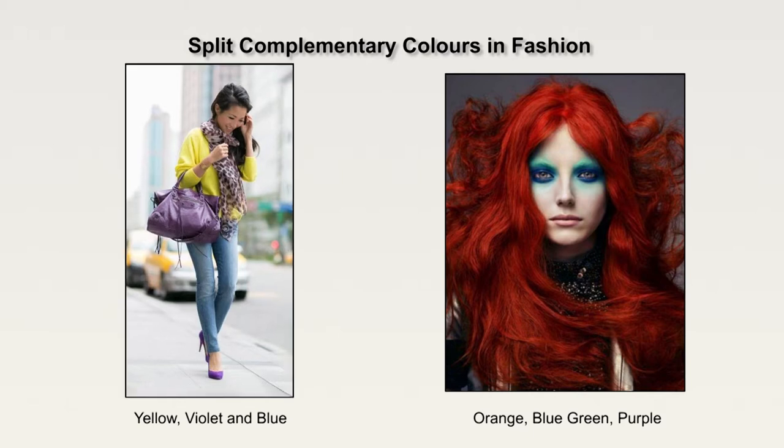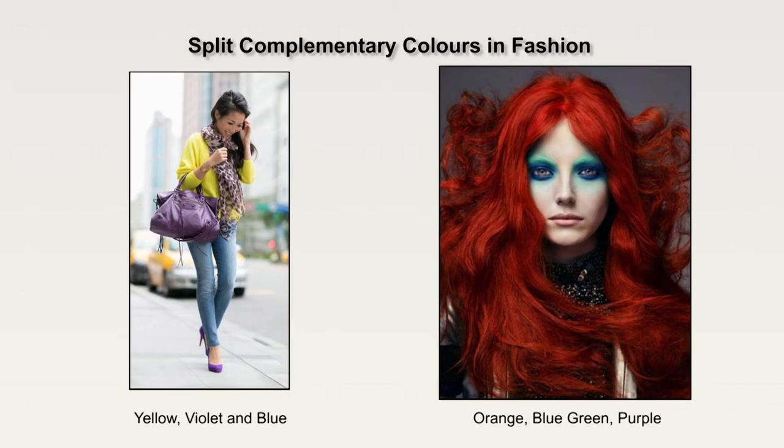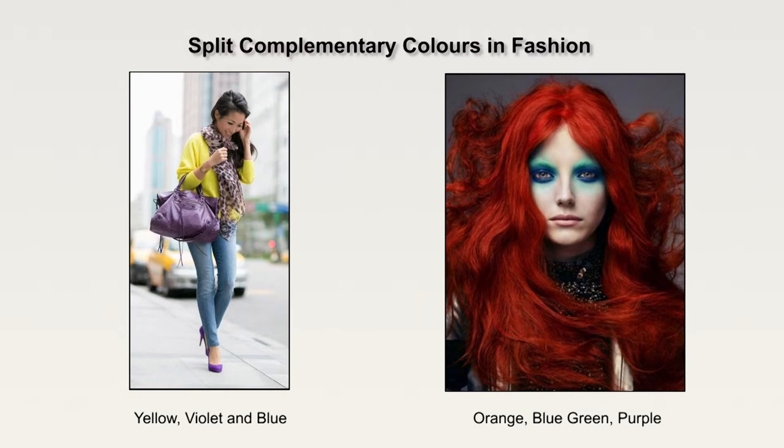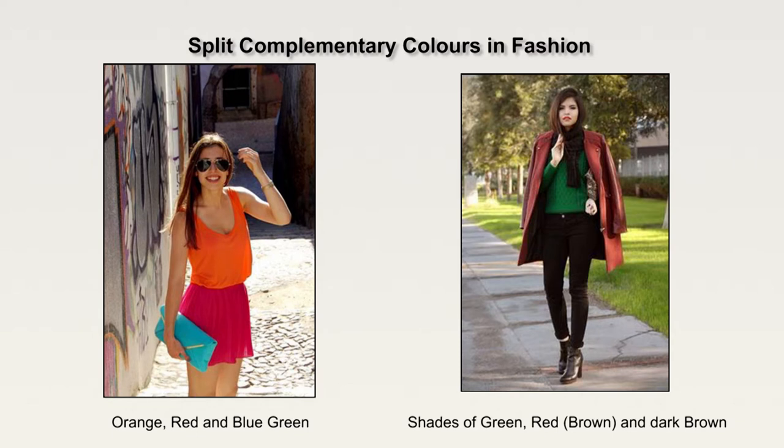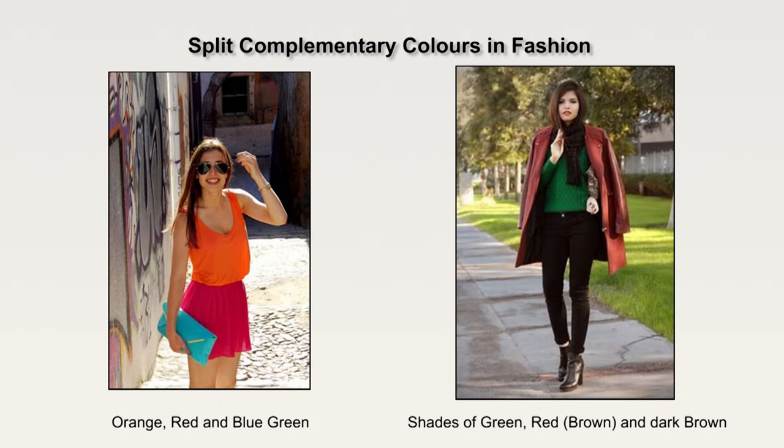Yellow, violet and blue forming a split complementary color scheme. On the right is a split complementary color scheme with makeup and hairstyle. It has orange, blue, green and purple. Orange, red and blue green are other examples of split complementary colors. On the right is shades of green, brown and dark brown.